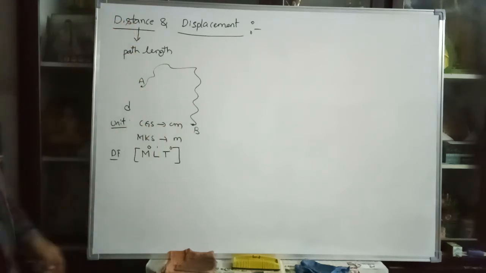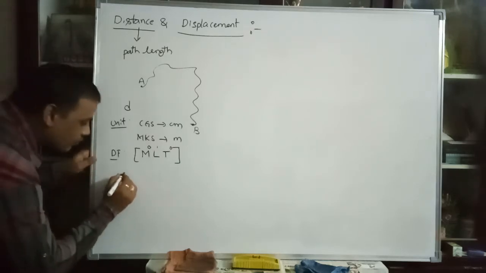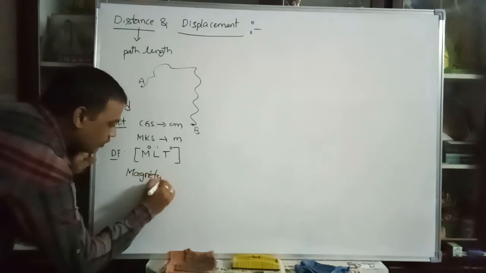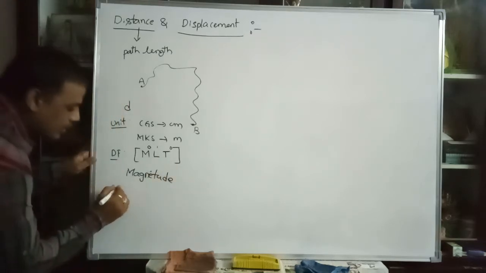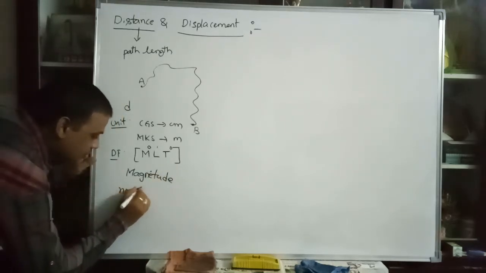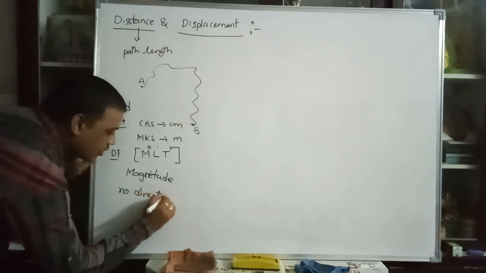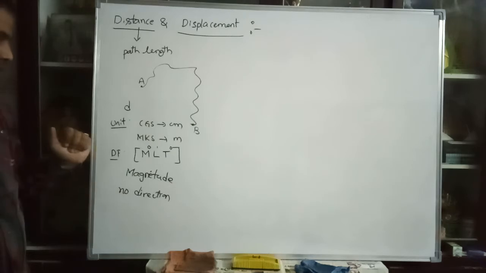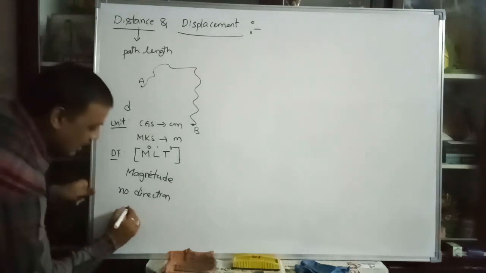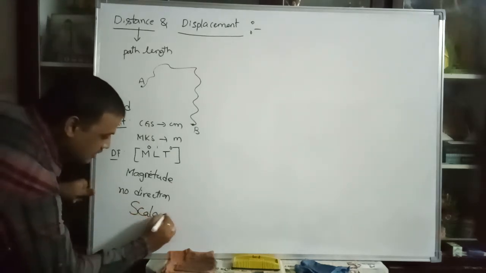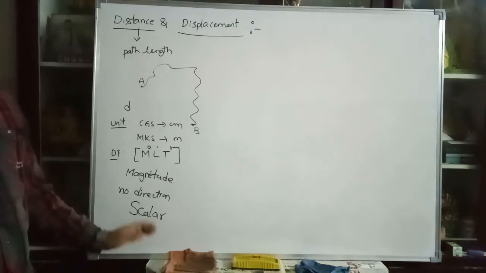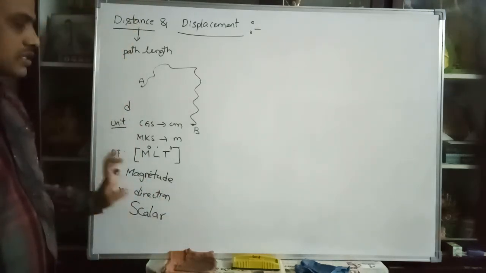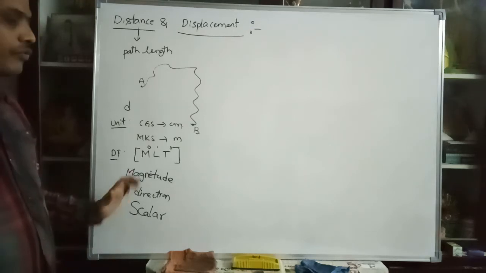Any direction you can go. So according to distance, there is only magnitude, but there is no direction. A particular direction is not there. If a physical quantity has only magnitude and no direction, then that physical quantity is a scalar quantity. So distance is a scalar quantity. It has only magnitude, with no direction. So distance is a scalar quantity having only magnitude, lacking direction.